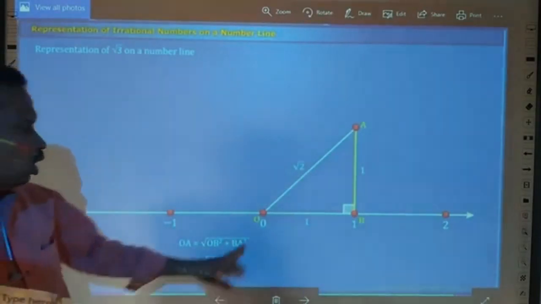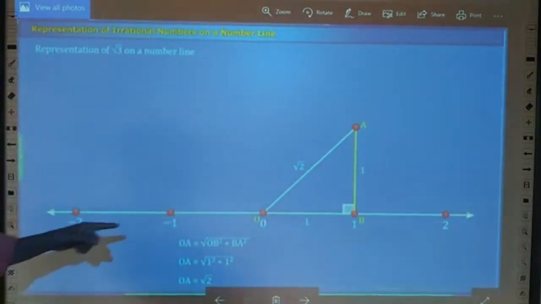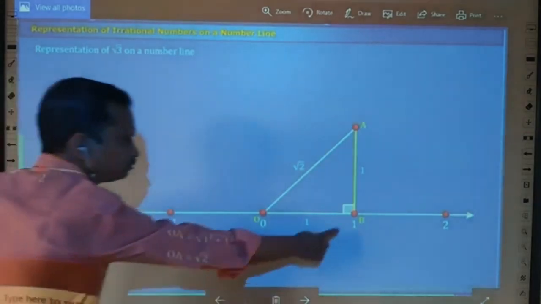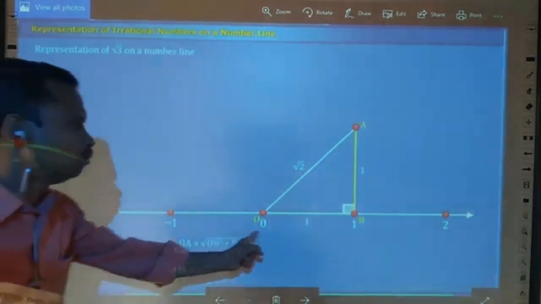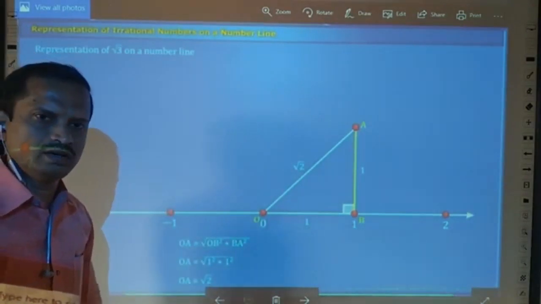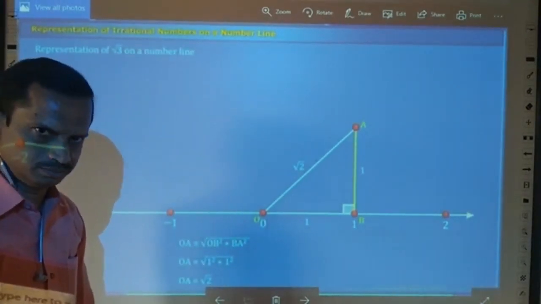So first, the number line: minus 2, minus 1, 0, 1, 2, like that. We have to take the units. And 0 you name as O, and unit 1 as B here. OB is now 1 unit distance. 1 unit distance, I already informed you. You can take 1 unit as 2 centimeters.